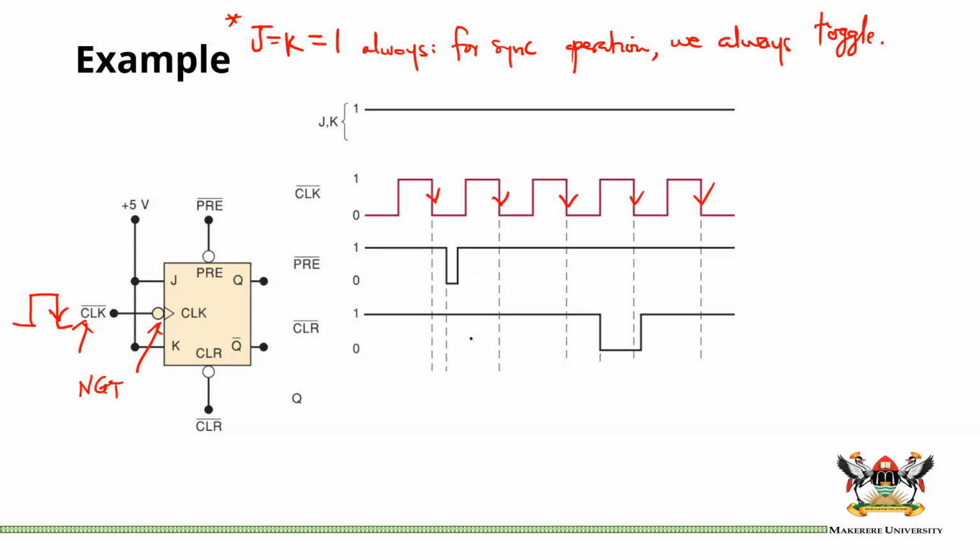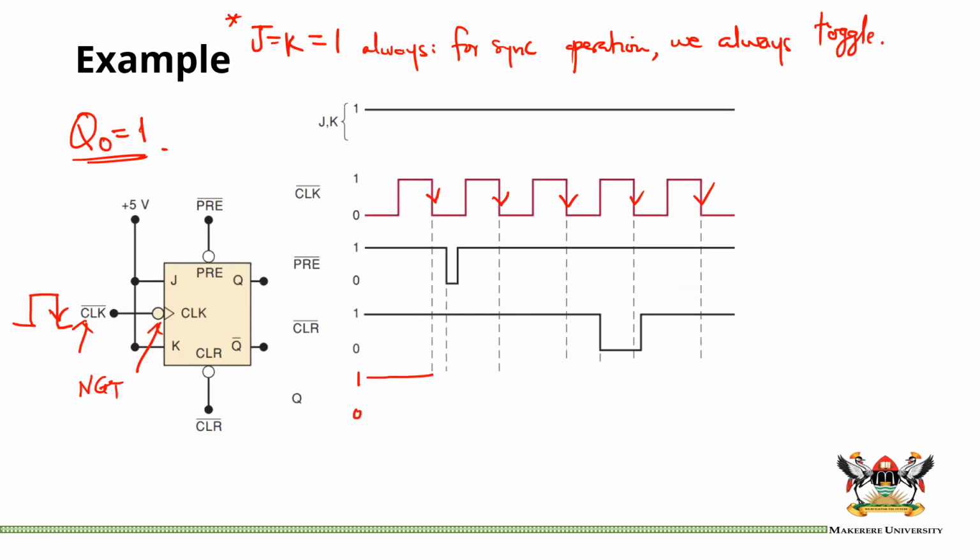This is where luckily they've drawn things for us. Another thing we can say is, we can assume that Q naught is equal to 1 initially. Let's assume that it was initially 0. Maybe we preset the flip-flop before this time. So Q is 1. It will remain 1 until the next PGT.